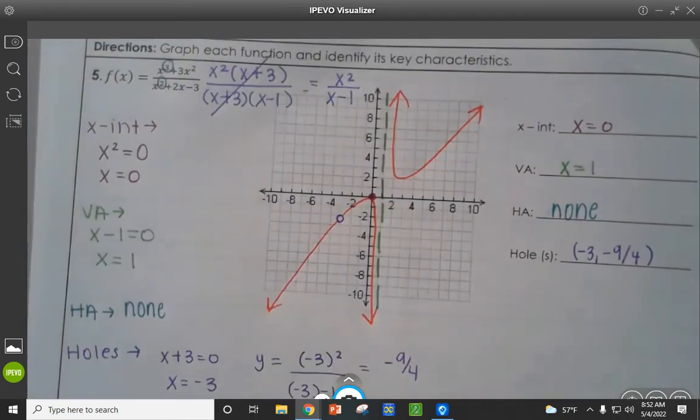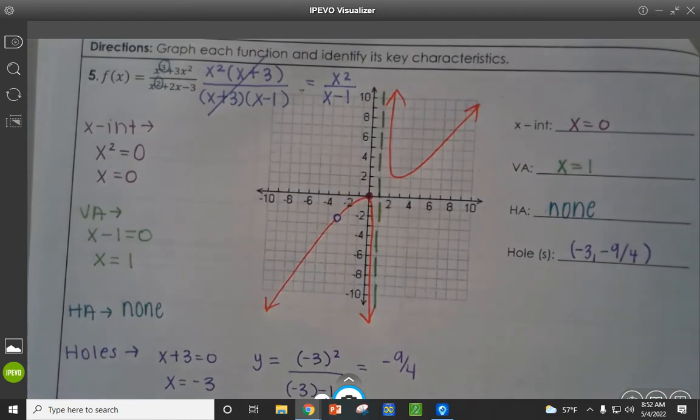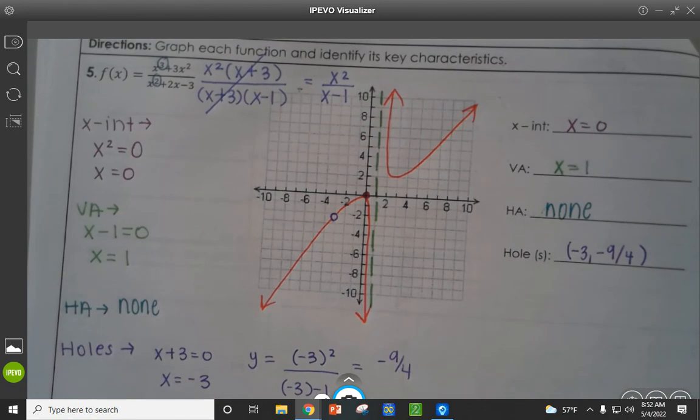And we're going to practice. We're going to do several more examples tomorrow with these graphs.